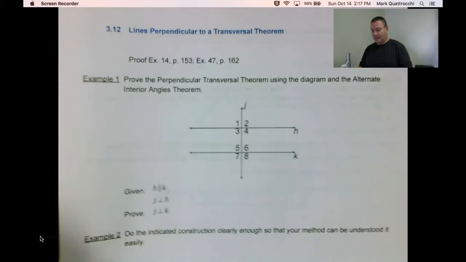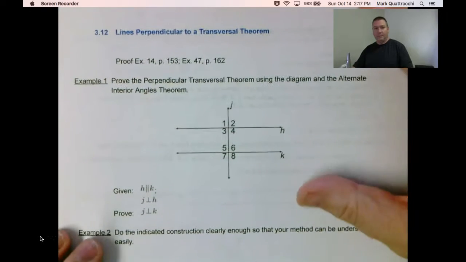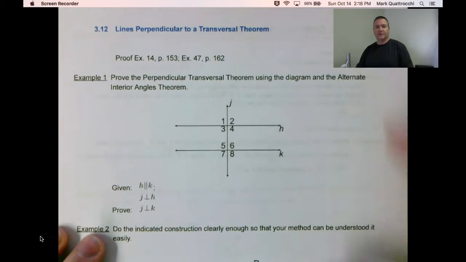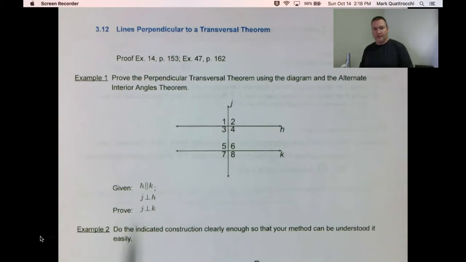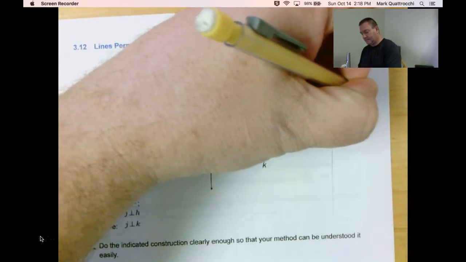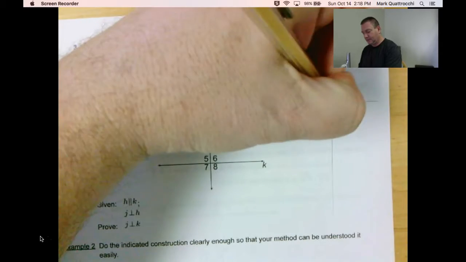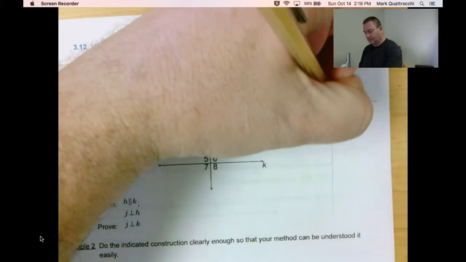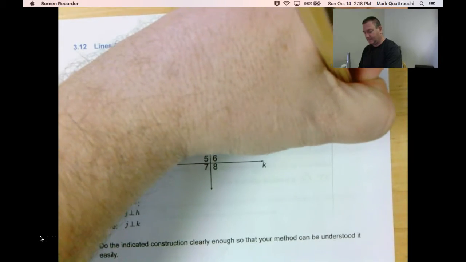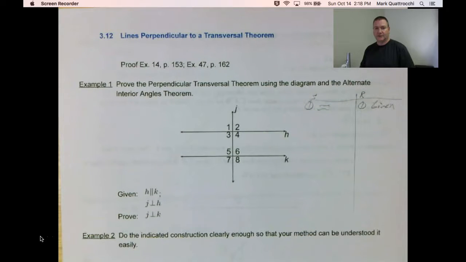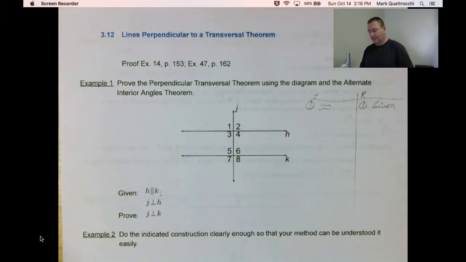Alright, example 1 is a proof, and we're going to be proving the perpendicular transversal theorem using this diagram here, and we're going to use alternate interior angles. So let me set up two columns here, statements and reasons. One, to restate the given, which again, you're going to have to rewrite the whole thing. You can't just put squigglies like me.